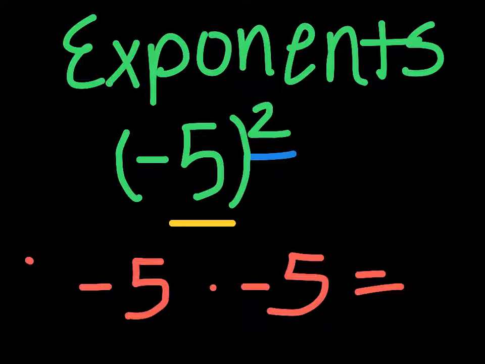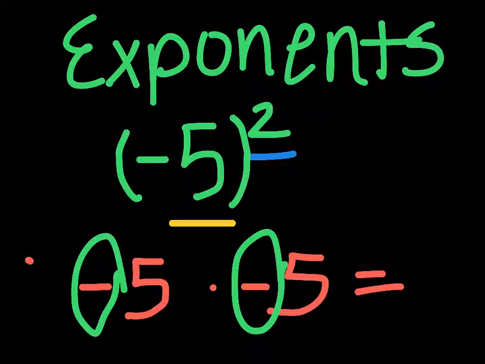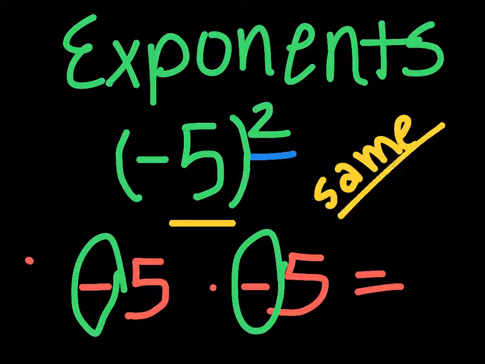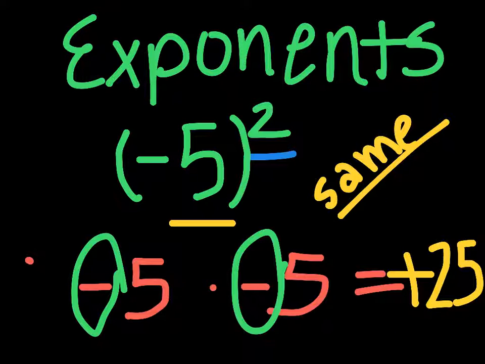Looking right here, we can go by what we learned previously. What is the first thing we always look at? Signs. So do they have the same sign or different signs? They have the same signs, so that means the answer is going to be positive. So 5 times 5 is positive 25, right?